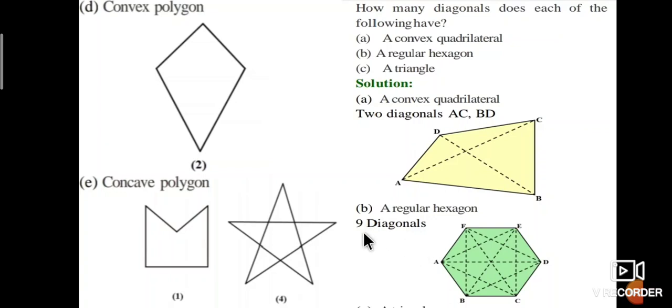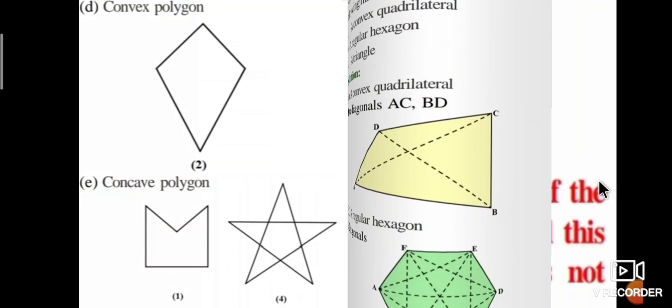It is having 9 diagonals. Observe that one: 1, 2, 3, 4, 5, 6, 7, 8, 9. A regular hexagon has 9 diagonals.